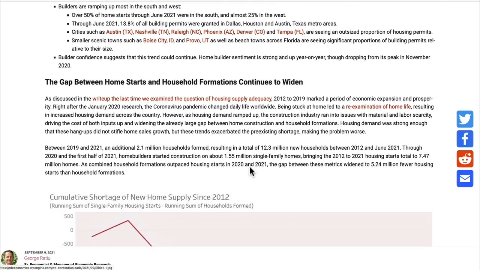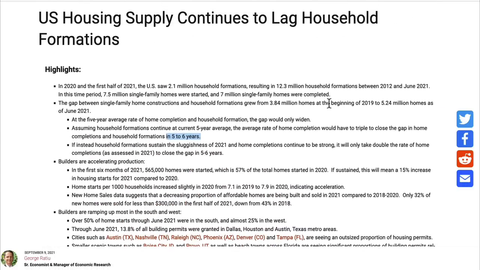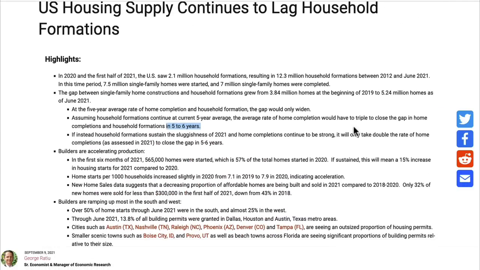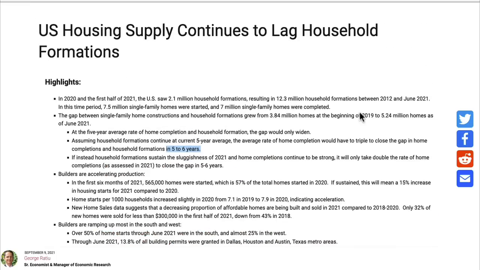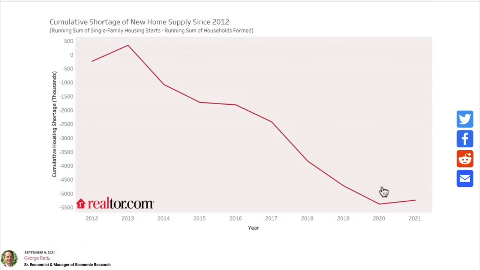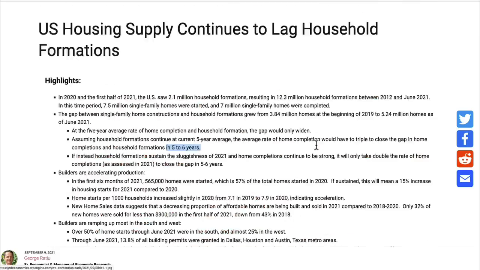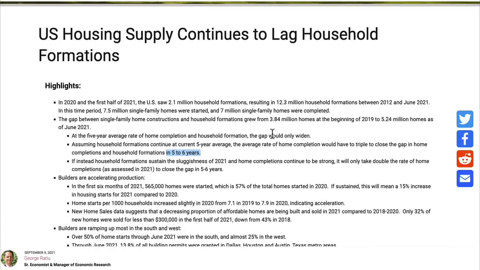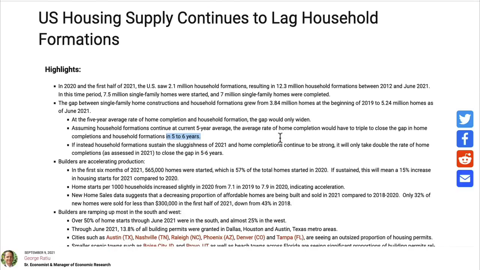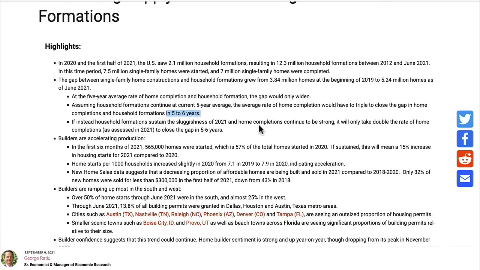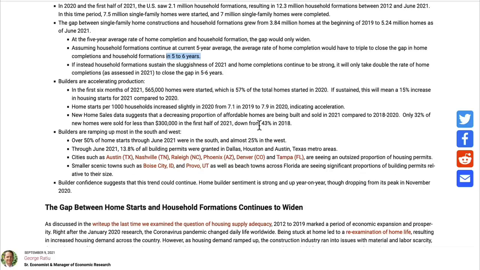But that's a powerful statement when you put it in that way, that even if you triple home completions now, household formation is still going to continue to grow. You've got to work off this gap while meeting increased demand every single year for new household formation. So that's incredible.